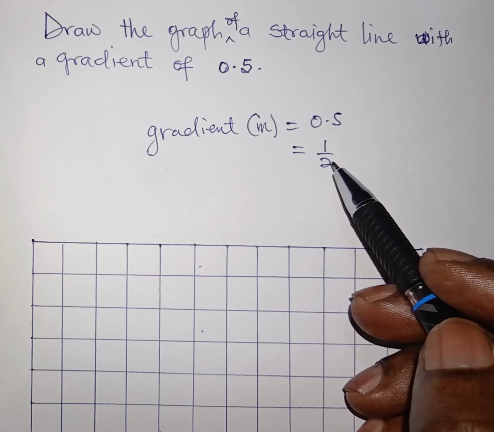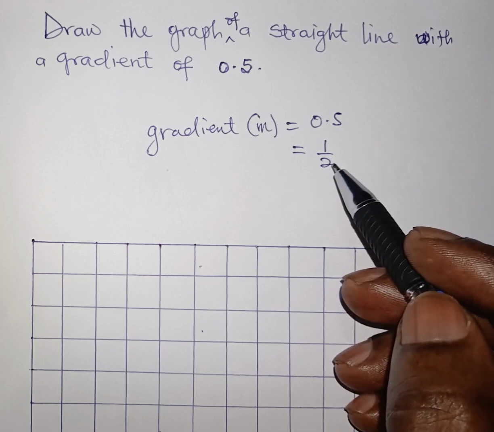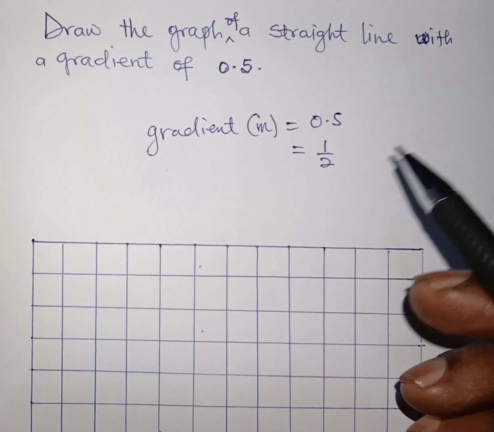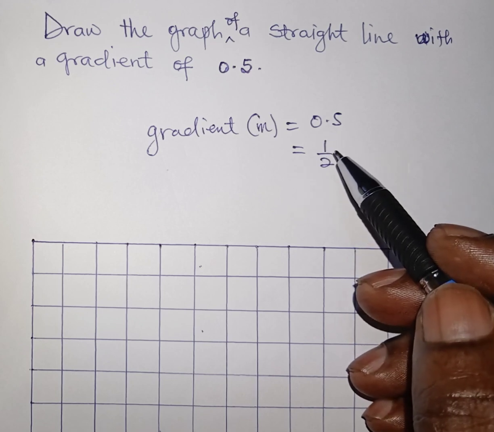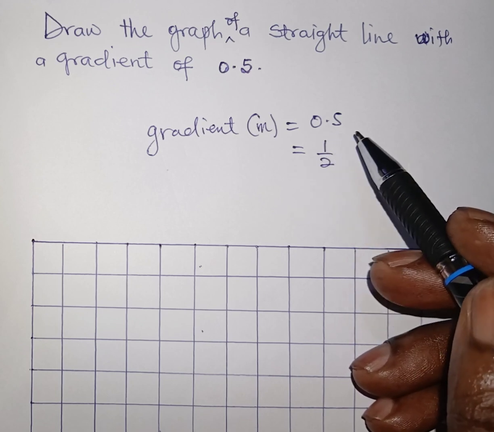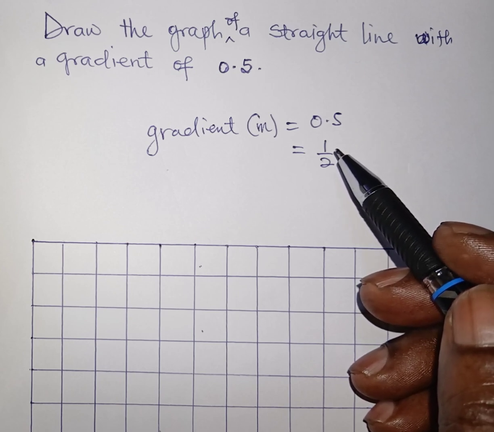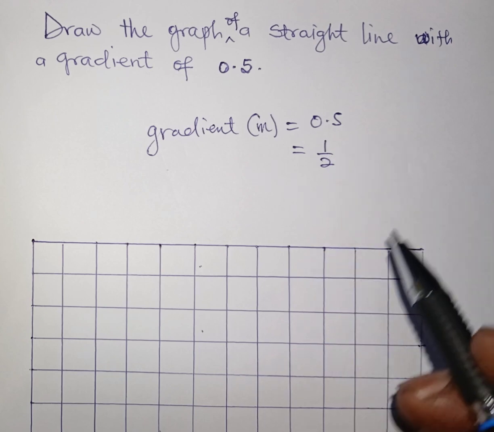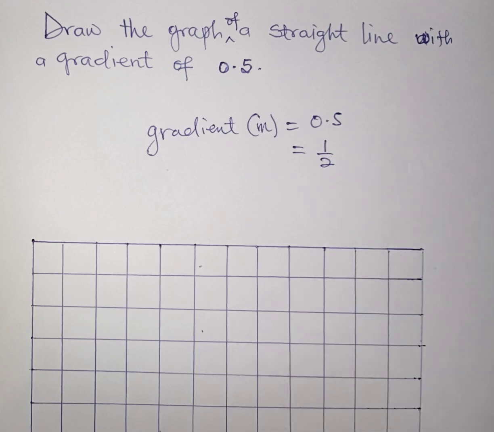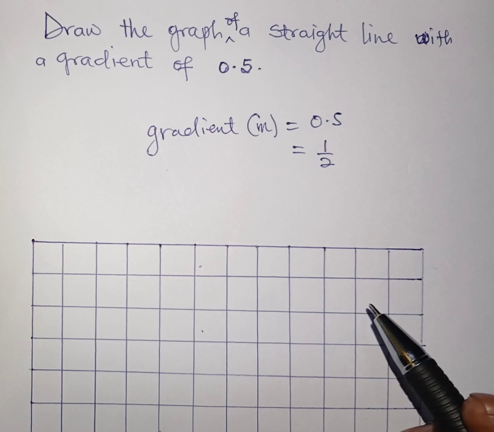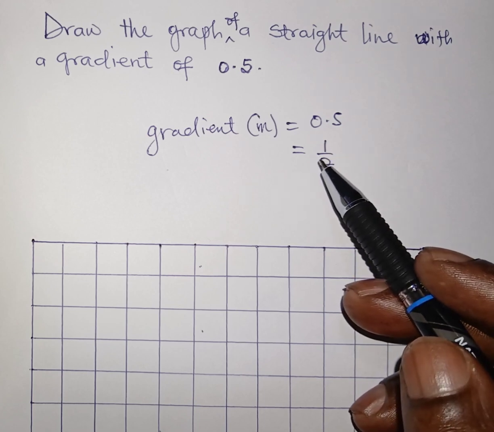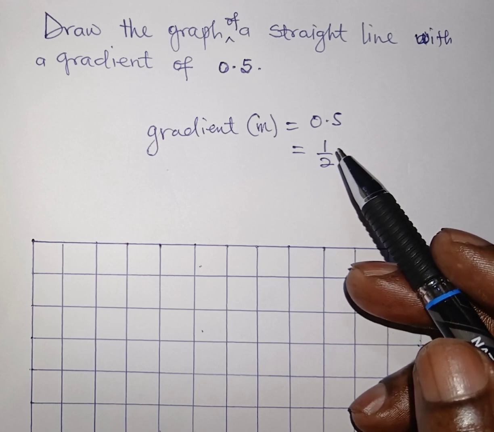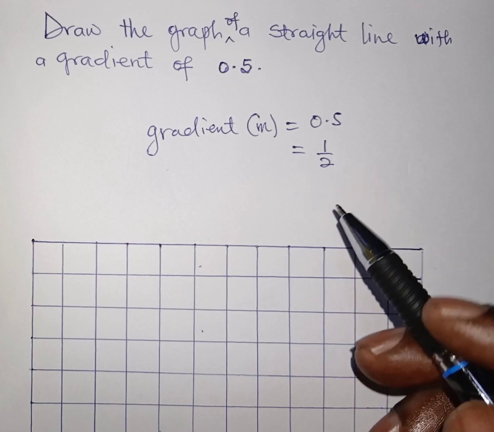Once we have this half, what does this gradient also tell us? Will the graph rise or fall? It will rise because it is positive. When it is rising, it is moving from the left to the right upwards. But when it has a negative gradient, the graph has to fall. It will move downwards.